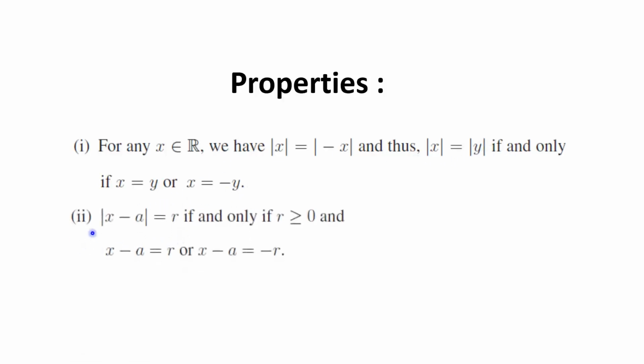The next one is modulus of x minus a equal to r if and only if r is greater than or equal to 0. That is, modulus of x minus a value is always positive. That value is represented here as r. So, if r is greater than or equal to 0, then this condition is satisfied, and x minus a may be r, or x minus a is equal to minus r. Whatever it may be, this modulus automatically becomes a positive number.